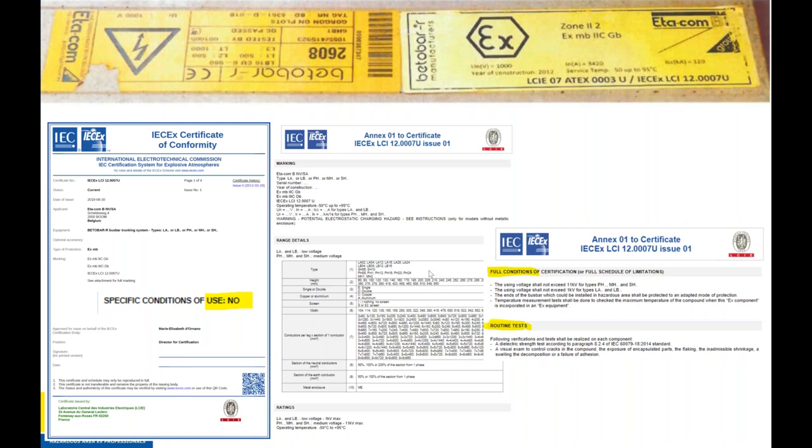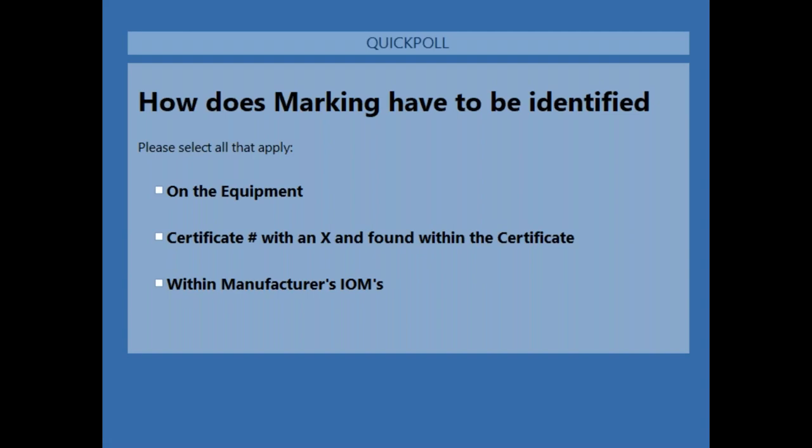So, human factors. Does everybody know this requirement? 30% are already disagreeing. So it's an industry-wide issue. So, how does the equipment marking have to be identified? Multiple choice.